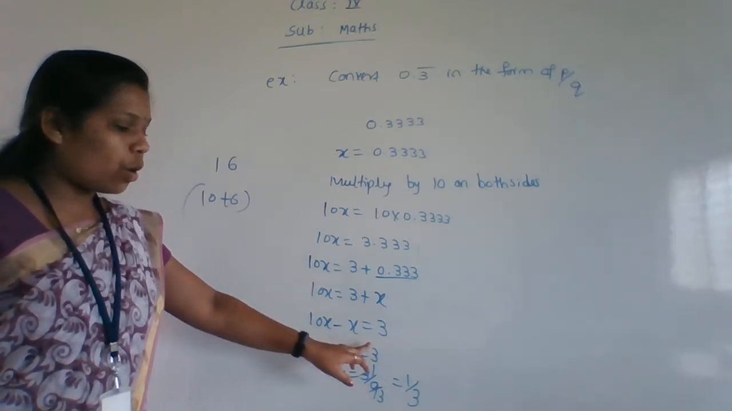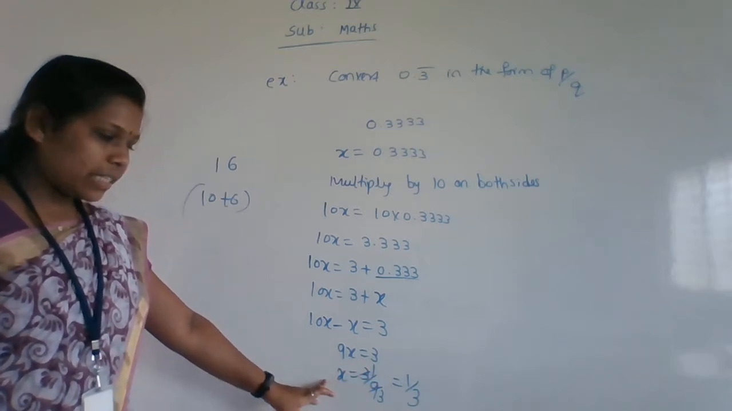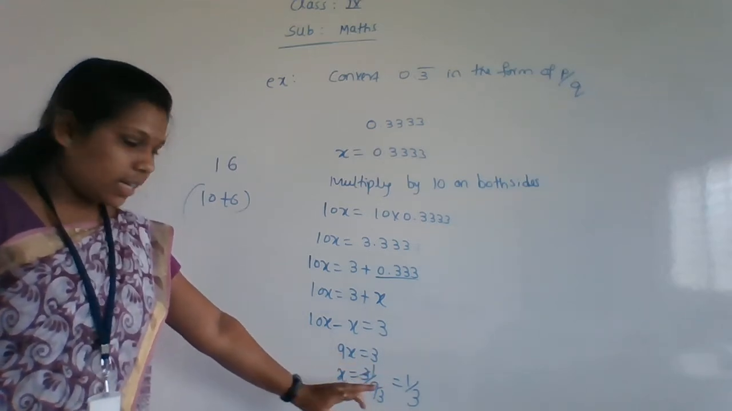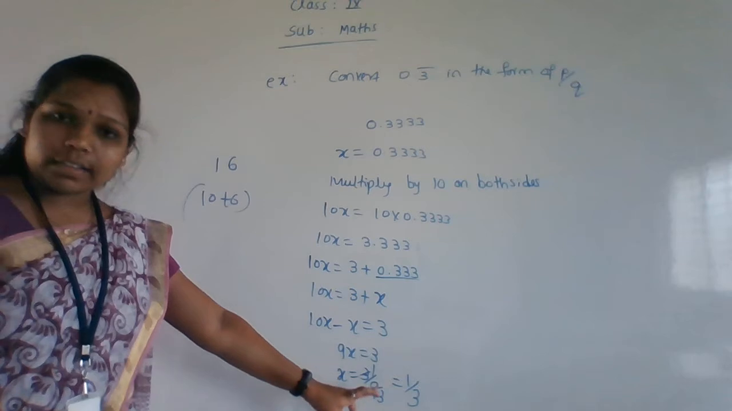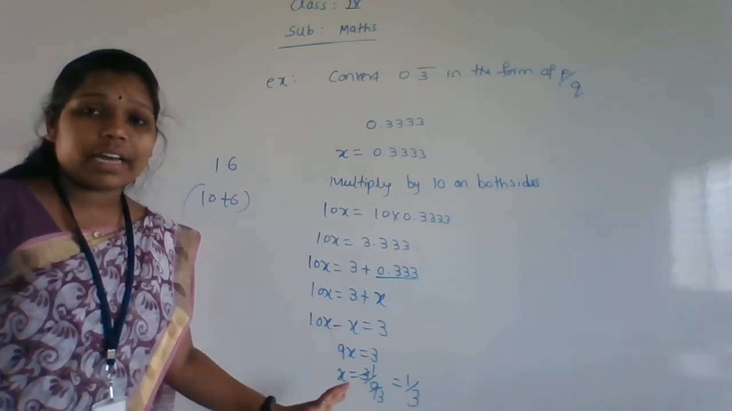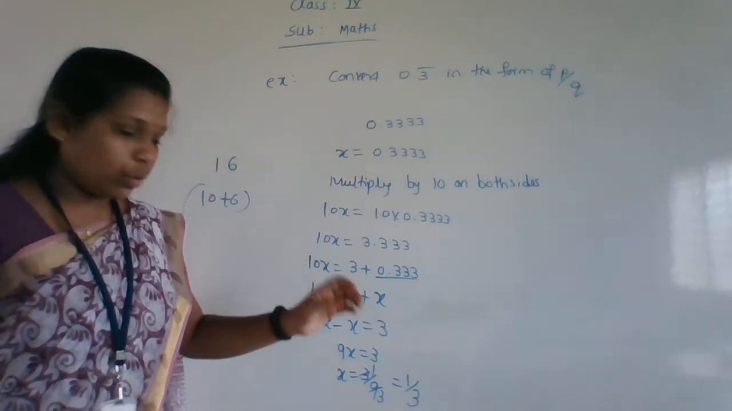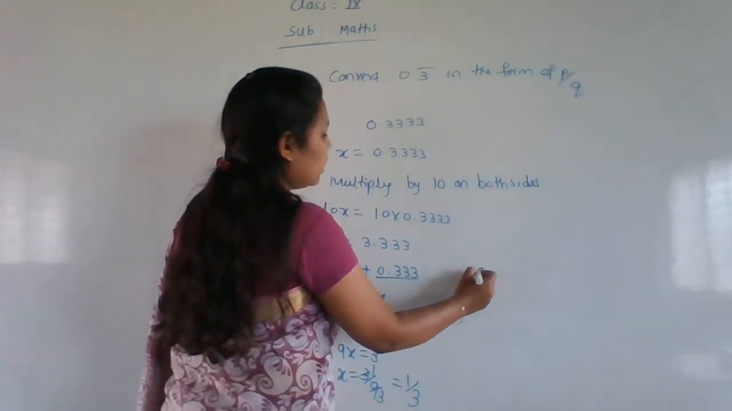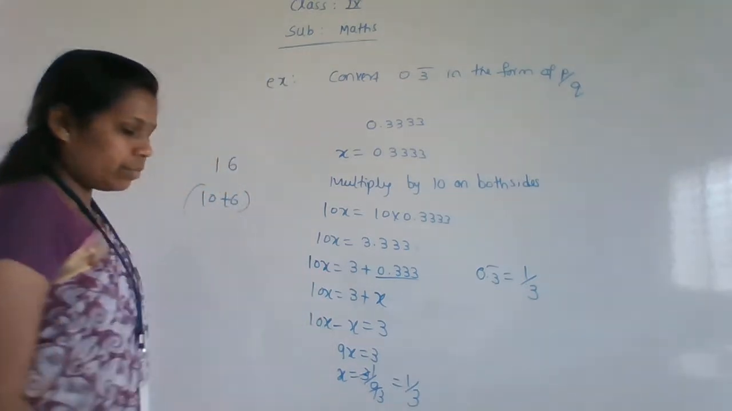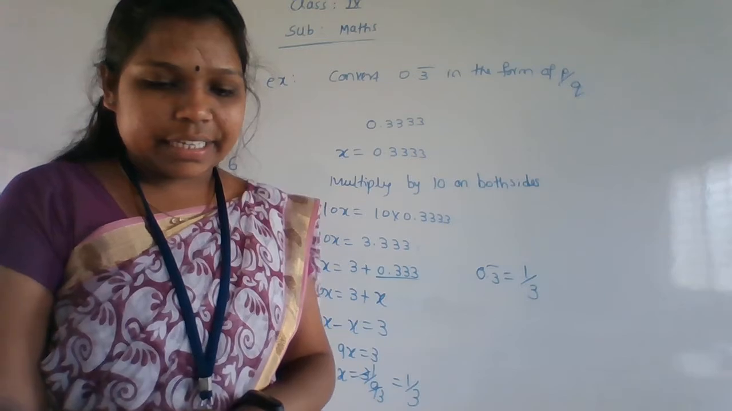10x minus x is equal to 3, and 9x is equal to 3. After that, x value is, take this in the denominator, then 3 by 9, 3 ones are 3, 3 threes are 9. What is the value here? 1 by 3. So this is the way we have to do the decimal expansion in the form of p by q. That is nothing but what here? 0.3 bar is nothing but 1 by 3.